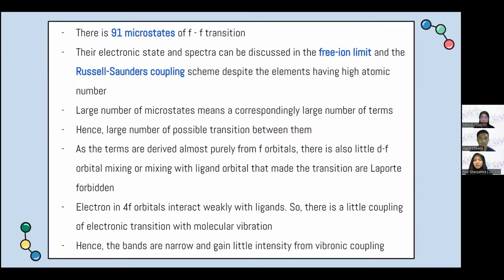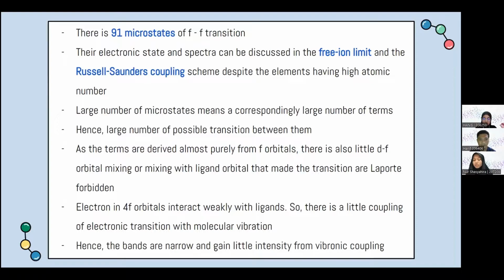There are 91 microstates of f-f transition. The electronic state and spectra can be discussed in the free ion limit and the Russell-Saunders coupling scheme despite the elements having high atomic number. The large number of microstates means a correspondingly large number of terms, hence a large number of possible transitions between them. As the terms are derived almost purely from f orbitals, there is also little d-f orbital mixing or mixing with ligand orbitals that made the transition Laporte forbidden.